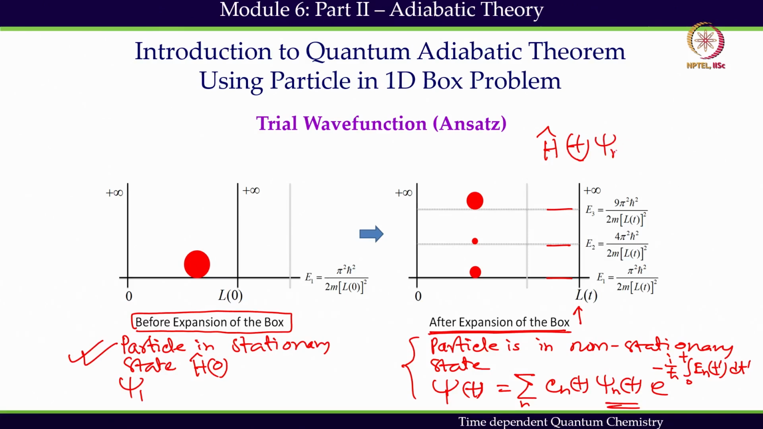These stationary states are obtained like this: H(t) psi_n(t) equals E_n(t) psi_n(t). This is the wave function representing the stationary state at that time, and the contribution of each stationary state to the total non-stationary state is given by the expansion coefficient. The key information to remember is that the non-stationary state is prepared after the expansion. We will continue this session in the next class.